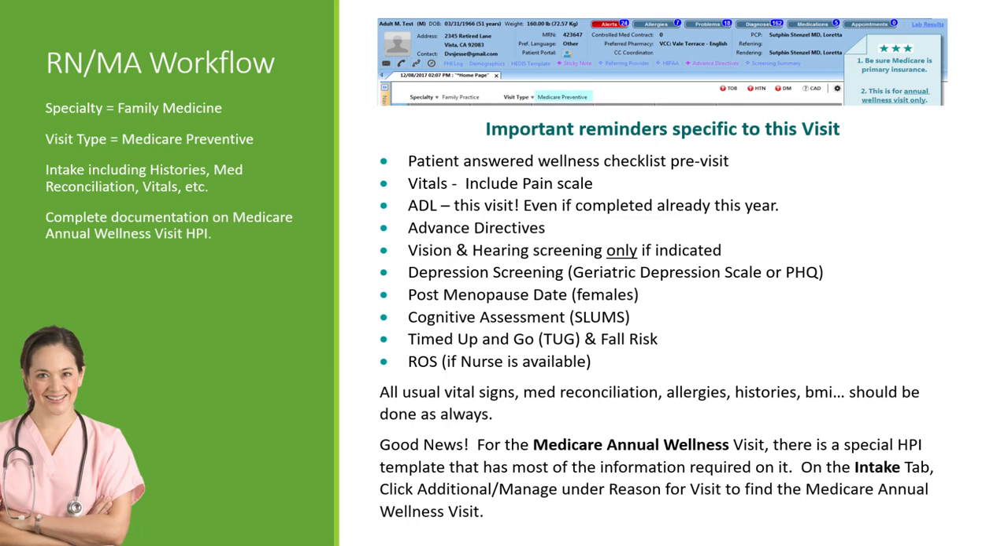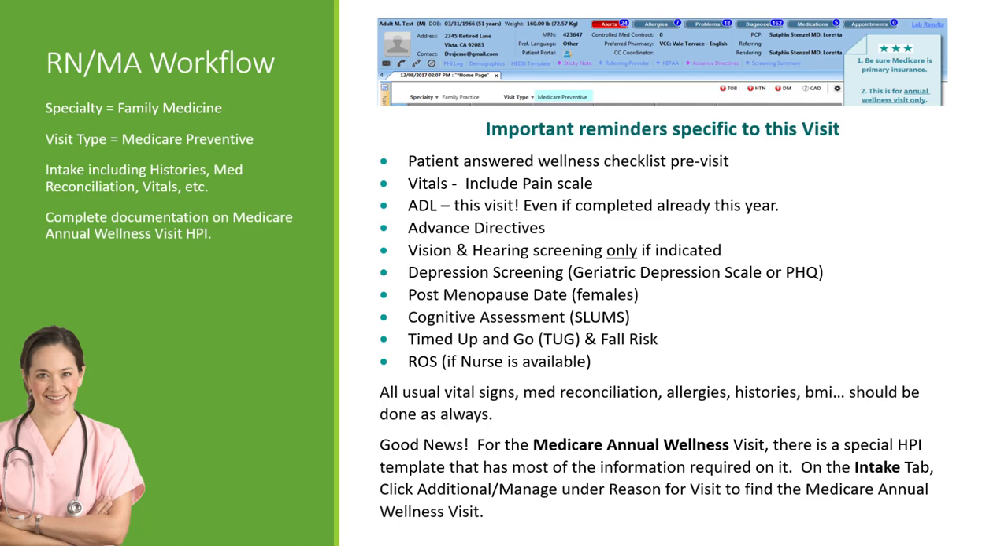For our female patients, it is required that we put in the post-menopause date into the vital signs template. We need to do a cognitive assessment, mainly the SLUMS. Also, the Timed Up and Go will be done by the RN or the MA, along with the fall risk. If an RN is available, they can complete the review of systems. As usual, vital signs, medication reconciliation, allergies, histories, BMI should be done.